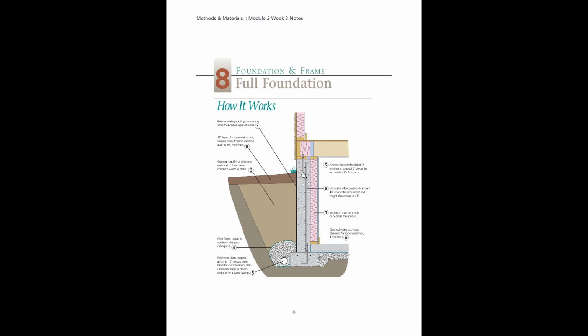So you can see a little anchor bolt right there that's coming down. That's going to be embedded 7 inches at minimum into the foundation wall, and it's going to be spaced 6 inches on center, within 1 foot of the corners, okay? So there's a set standard or code requirement in terms of where these anchors are being placed into the foundation.